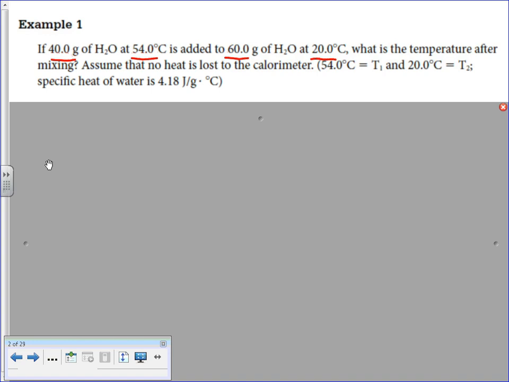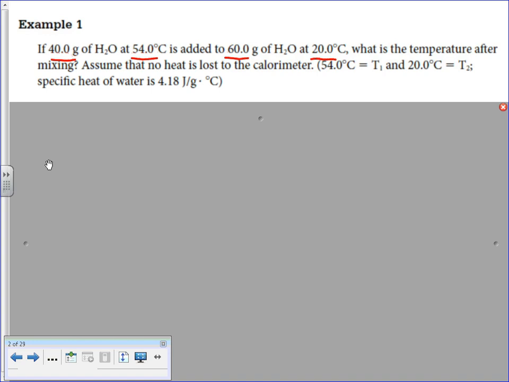Okay, MCΔT equals MCΔT, right? So we have two masses. We have two initial temperatures. We have C for water, 4.18 joules per gram degree C. What do we not have? The delta T, because we don't have the final temperature. We have T initial, but we don't have T final. So you would set MCΔT equals MCΔT, everything known except for T final.